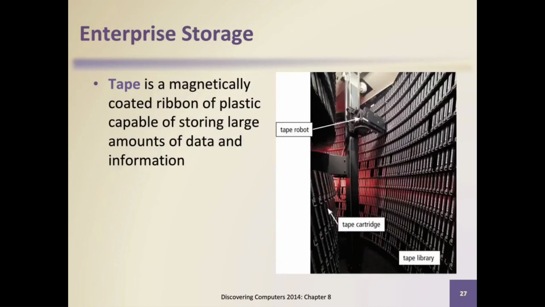Tape is a magnetically coated ribbon of plastic capable of storing large amounts of data and information at a low cost. A tape drive reads and writes data and information on a tape. Tape is no longer used as a primary method of storage. Instead, businesses use tape most often for long-term storage and backup.